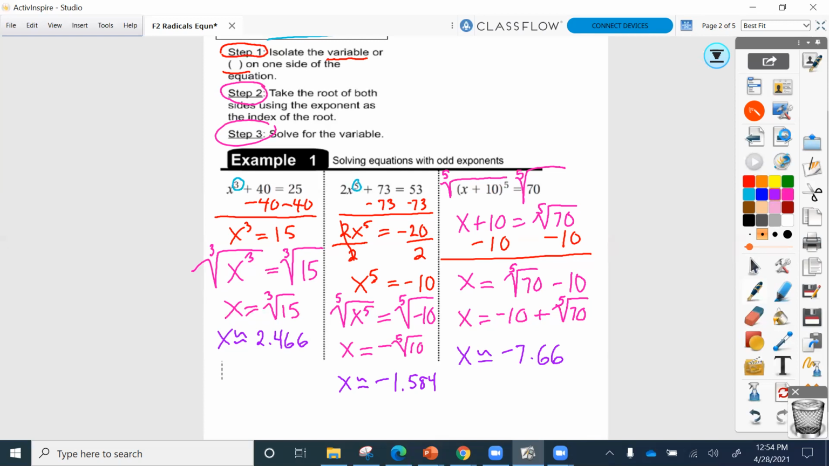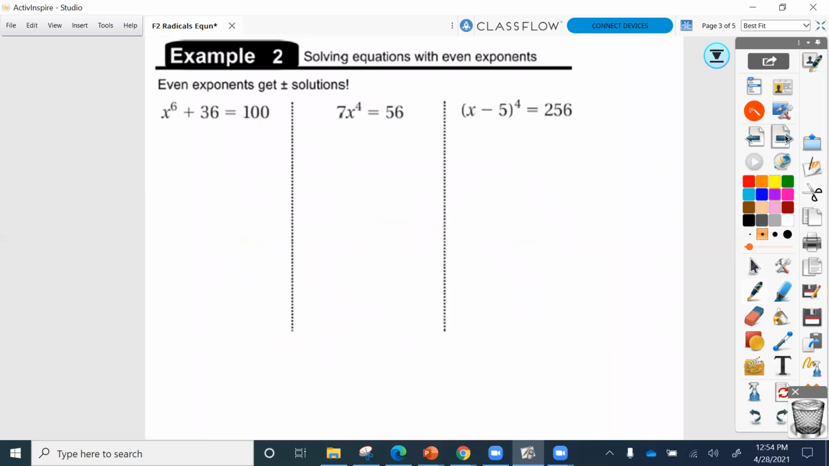All right, let's try a few more. So even exponents, this is a reminder that if all of these are even, they're going to get plus or minus solutions. If they're odd, you don't have to worry about the plus or minus. So the first step is to isolate the variable x to the sixth here. So we're going to subtract 36. So we get x to the sixth is equal to 64.